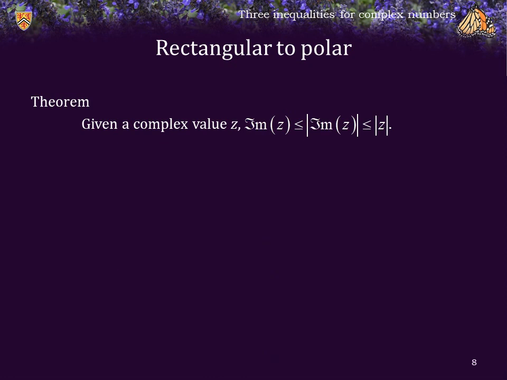Next, given a complex value z, the imaginary part of z is less than or equal to the absolute value of the imaginary part of z, which is again less than or equal to the absolute value of z. Well, this proof is left to you, the viewer.